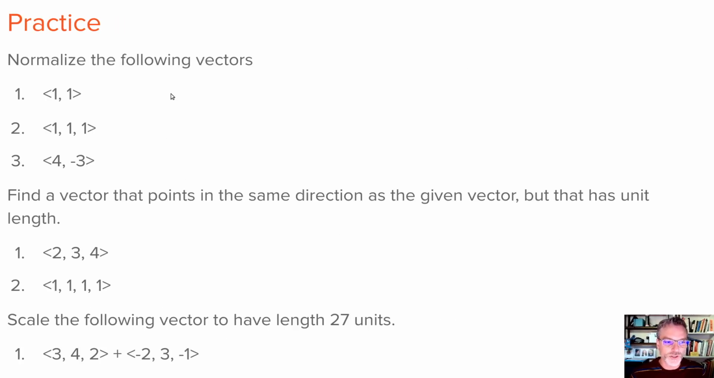Okay, so here I've got some practice for you, just some normalizing practice. And again, I say find a vector that points in the same direction as the given vector, but has a unit length. Okay, so it's a little bit of an extension of what we've already seen, but I think it's something you can manage.